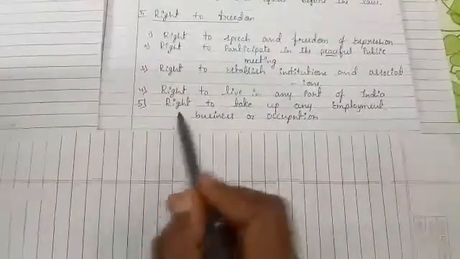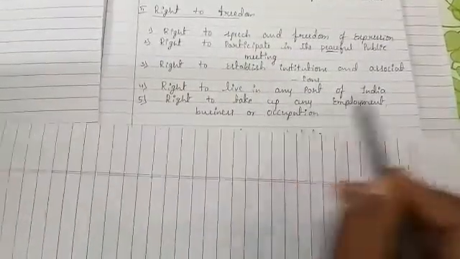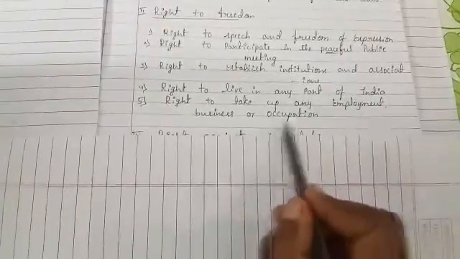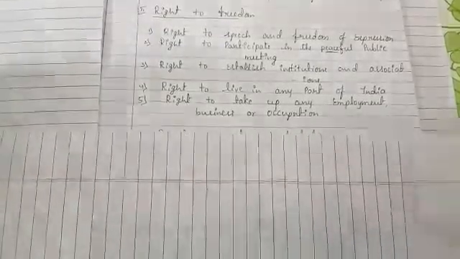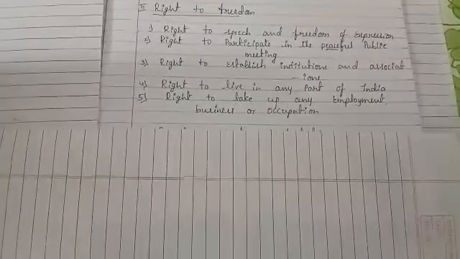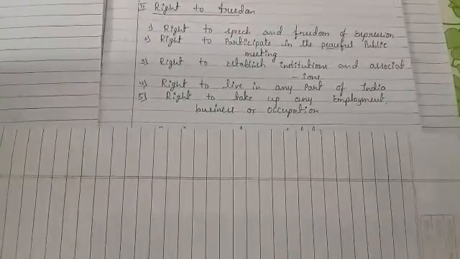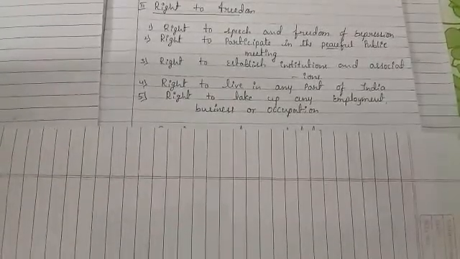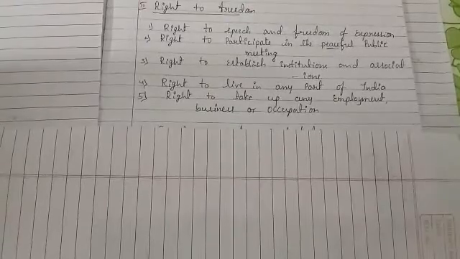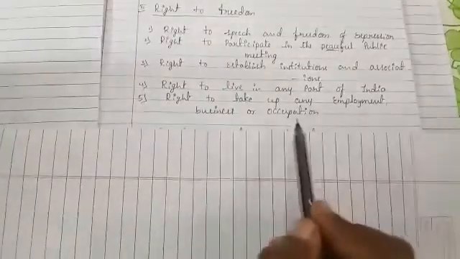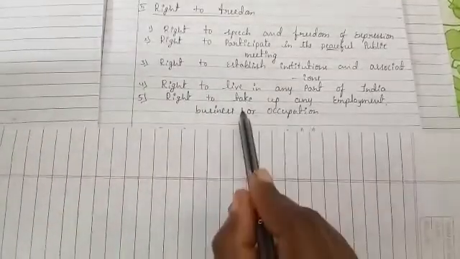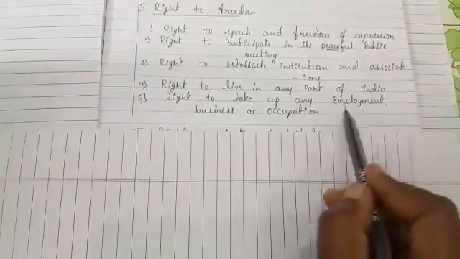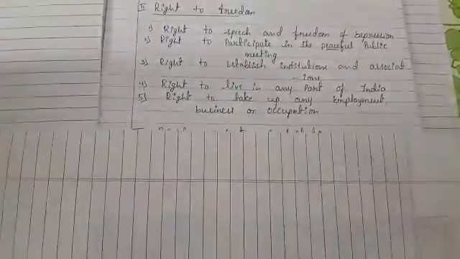Next, fifth one is right to take up any employment, business or occupation. I may want to become a teacher or a soldier. Whatever you want to do, that is your own choice. Here also there is no discrimination at all in the right to take up any employment, business or occupation.